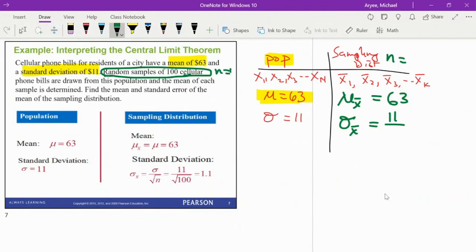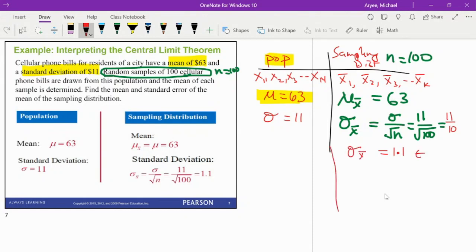Random samples of 100, so n is 100, right? It's always good to write a formula before you write anything. So this is sigma over square root of n, so that will be 11 divided by square root of 100. So that will be what? 11 over 10, and that gives you 1.1. So sigma x bar is 1.1. And note, this is the same as what we call the standard error. So the question says, find the mean, find the standard error of the sampling distribution of this side. All right, so the answer will be this and this one and that one.